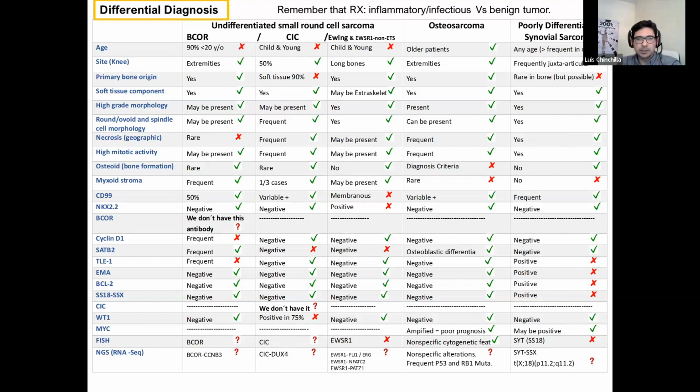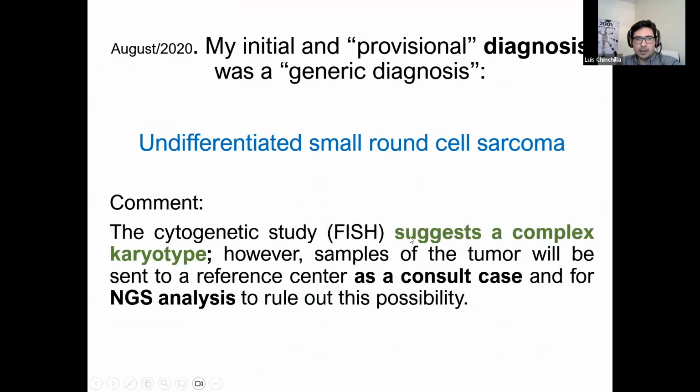And you may say this guy is crazy, but my initial provisional diagnosis was a genetic kind of diagnosis, and I talked about undifferentiated small round cell sarcoma with a comment: the cytogenetic study FISH suggests a complex karyotype. However, samples of this tumor will be sent to a reference center as a consult case and for NGS analysis to rule out these possibilities.